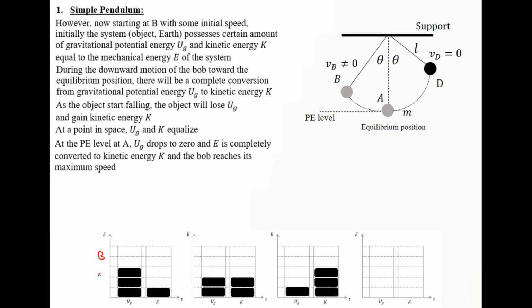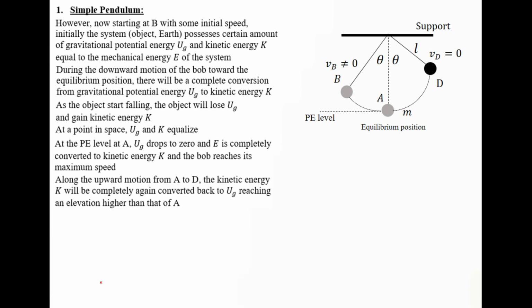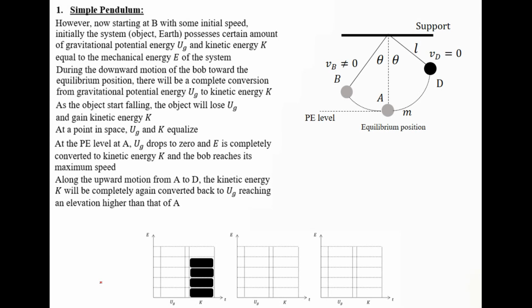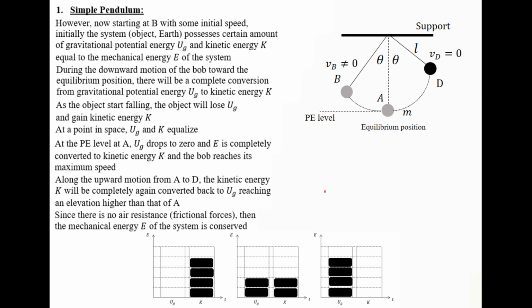Then after that, toward the equilibrium position, UG will completely drop to 0 and K would attain its maximum, which is equal to the 4 energy bars that we have. Along the upward motion from A to D, the kinetic energy K will be completely converted back to UG, reaching an elevation higher than that of A. So at the equilibrium position, we have 4 complete energy bars at A, and at a point in space going from the point A to the point D, they will equalize. And finally at the point D, it will be completely gravitational potential energy, and D will be elevated at a height greater than B, simply because at the point B we started our system with a certain initial velocity. Since there are no resistance or frictional forces, the mechanical energy of the system is conserved.